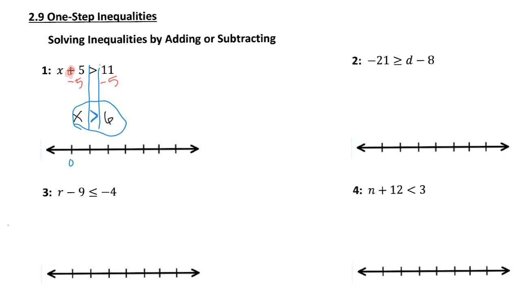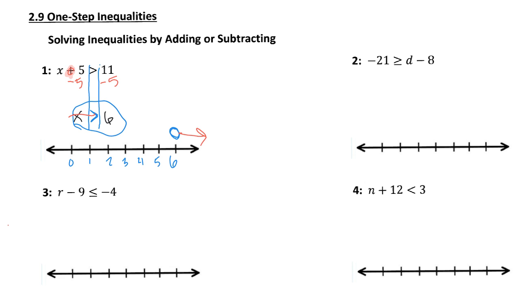So I'm going to do 1, 2, 3, 4, 5, 6. I know it's a greater than symbol, but it's not equal to, so that's an open circle. And since it's greater than, my arrow faces the right.